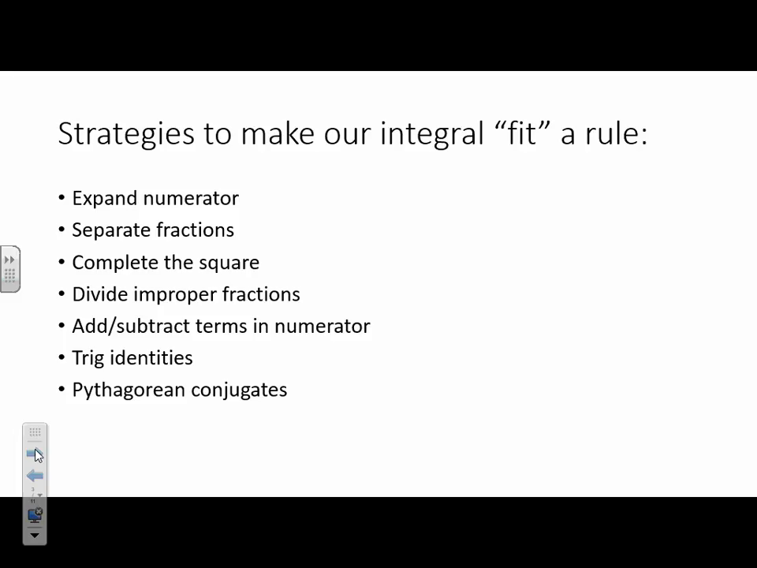We can complete the square. This will be helpful, especially to force an integral to fit one of our inverse trig rules. Okay. Divide improper fractions. We already saw that technique yesterday. We just did this one, add or subtract terms in the numerator. Trig identities. Yay. And Pythagorean conjugates. Okay, if we have 1 minus sine, multiplying by 1 plus sine can get us 1 minus sine squared, and that's a Pythagorean identity that we can use.